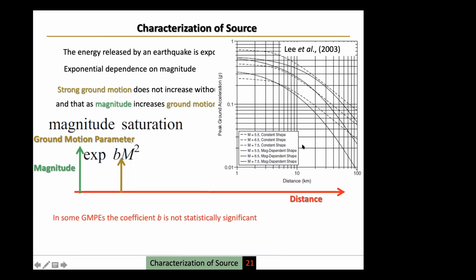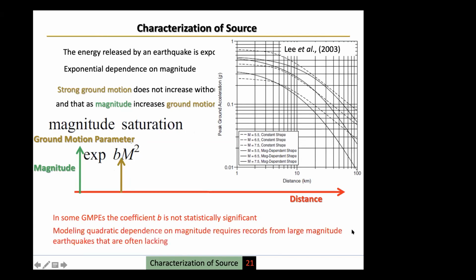But the point is that in some GMPs, the B coefficient here is statistically insignificant. So the value that you obtain for B in the regression is not statistically significant. And modeling this quadratic dependence on magnitude requires records from large magnitude earthquakes that are not necessarily available.